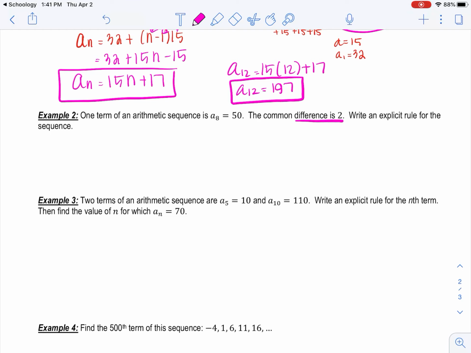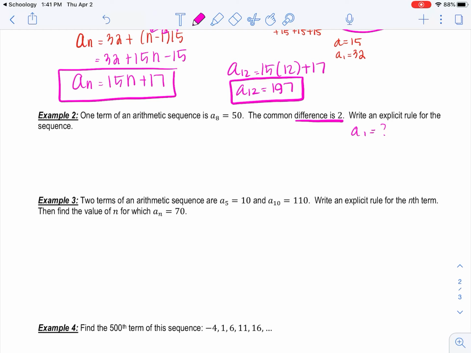You need the common difference, which we gave to you. And then you also need the first term, which we didn't give to you. So people always say, well, can I just keep subtracting 2 until I get the first term? Of course you can. But what happens if I give you the 732nd term? Do you want to do that 731 times? No, I don't think so.